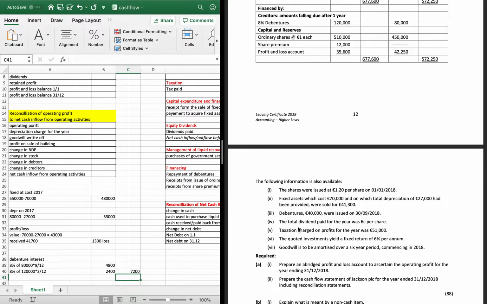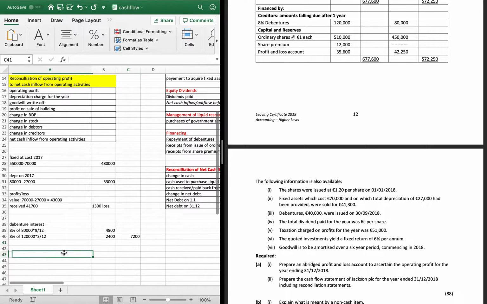The total dividend paid for the year was 6 cents per share. So again, dividend paid: it's 6 cents per share. We'll go up and look at our shares. We've 510,000 shares this year. Remember, we're doing the accounts for this year, so it's always based around this year's figures we're working out. So it's 6 cents on 510,000.